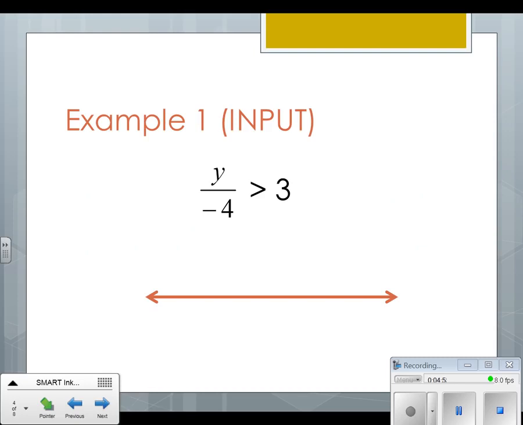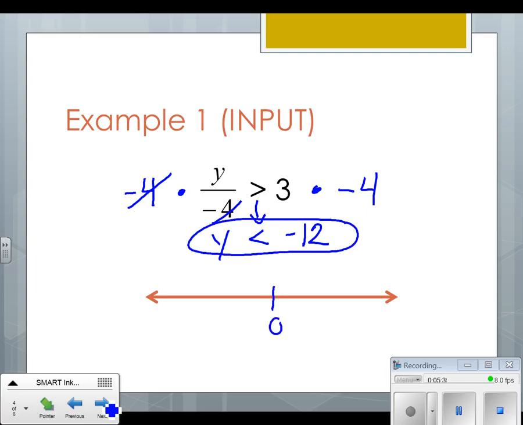So in this problem, example number 1, we have y divided by negative 4 is greater than 3. So we want to get the y alone, so we have to get rid of division of negative 4. Opposite of division is multiplication. So we're going to multiply both sides, because whatever we do to one, we do to the other. We're going to multiply by negative 4. Now this simplifies to 1 y, but now we have to reverse that sign because we're multiplying both sides by a negative. So now we go from a greater than to a less than sign, and 3 times negative 4 gives you negative 12. So your solution would be anything less than negative 12.